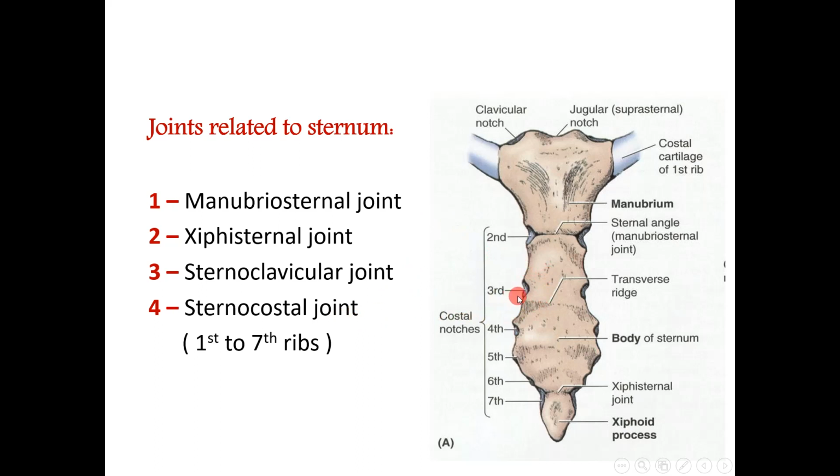And here we have 7 costal notches. Only 7 ribs articulate with the body of the sternum. The other ribs, we will talk about when we talk about the ribs, we will see how they articulate with the sternum indirectly, and the last 2 ribs that don't reach the sternum are called floating ribs.